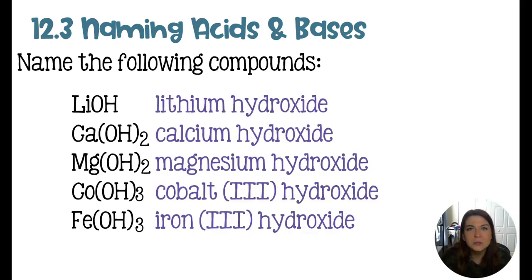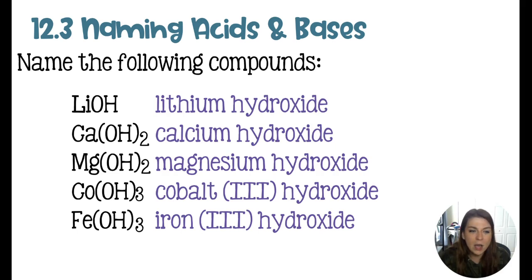Bases are a lot easier because they just follow ionic naming rules, which, thank goodness, because the last thing we need is another set of naming rules. So here we have lithium hydroxide, calcium hydroxide, and magnesium hydroxide, all of which are metals that come from group 1 and 2. So they do not need Roman numerals when you name them. But the cobalt and the iron are transition metals, and for that reason, their names require Roman numerals.